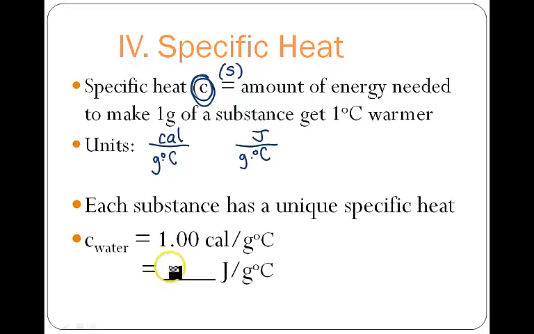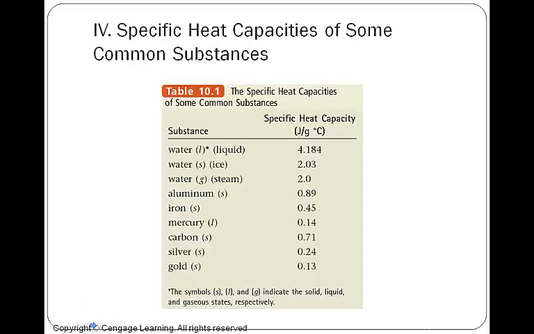What if you wanted to use the number in joules? Well, 1 calorie is 4.18 joules, so the specific heat of water in joules per gram degree Celsius is 4.18. Good numbers to memorize. From your book, here's a table listing some common specific heat capacities. You don't need to memorize this or write it down, but just take a look.